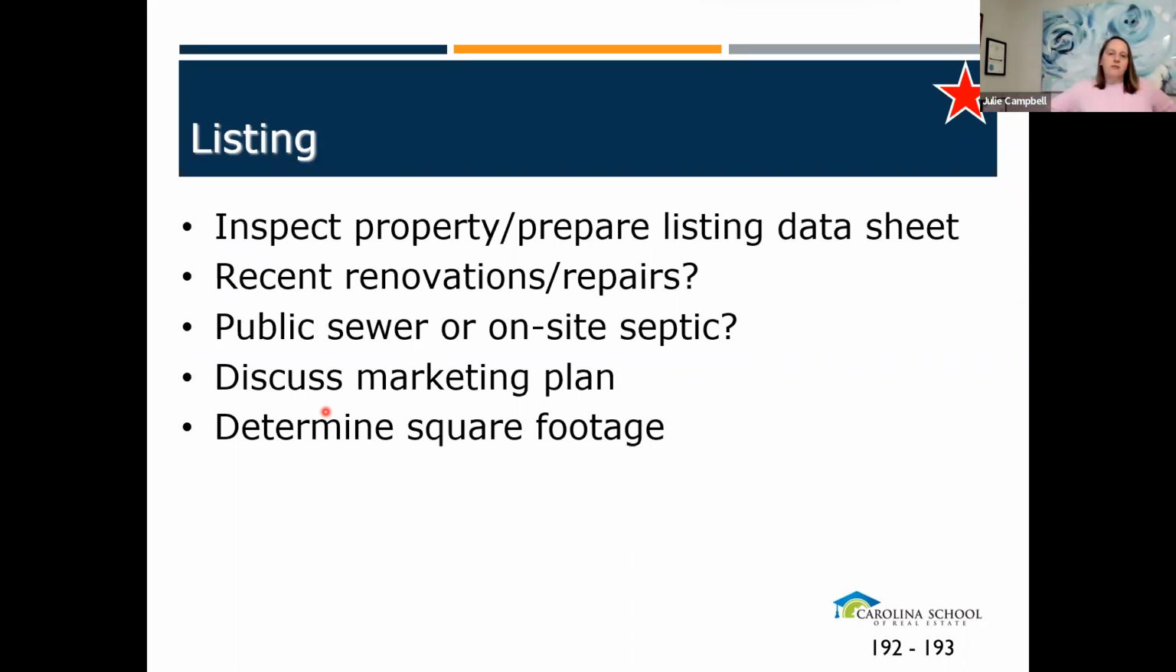We're going to somehow determine square footage. I will talk about square footage in a bit, how we determine that, our options for that.